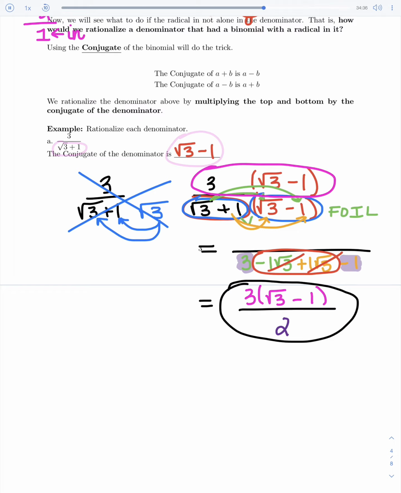And again, we're doing this because we want to get rid of the square roots out of the denominator. And when you've got more than one piece on the bottom, like we did in this one, you've got to multiply by what's called the conjugate. So when we had the square root of 3 plus 1, we used the conjugate, which is the opposite sign. We use the square root of 3 minus 1.